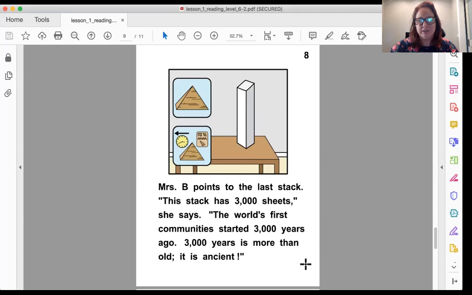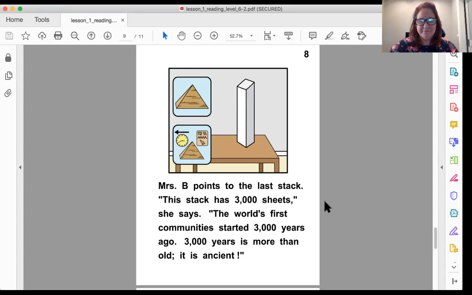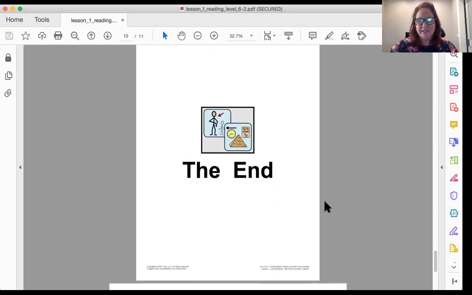Mrs. B points to the last stack. This stack has 3,000 sheets, she says. The world's first communities started 3,000 years ago. 3,000 years is more than old. It's ancient. The end.